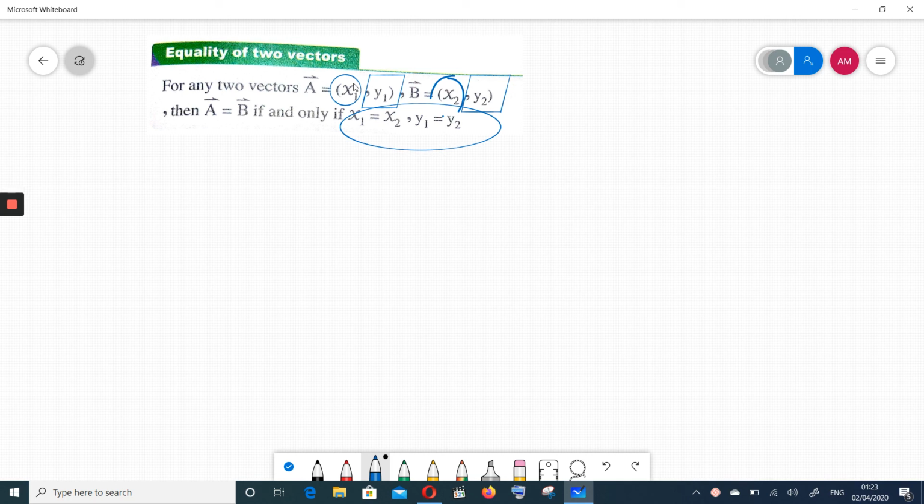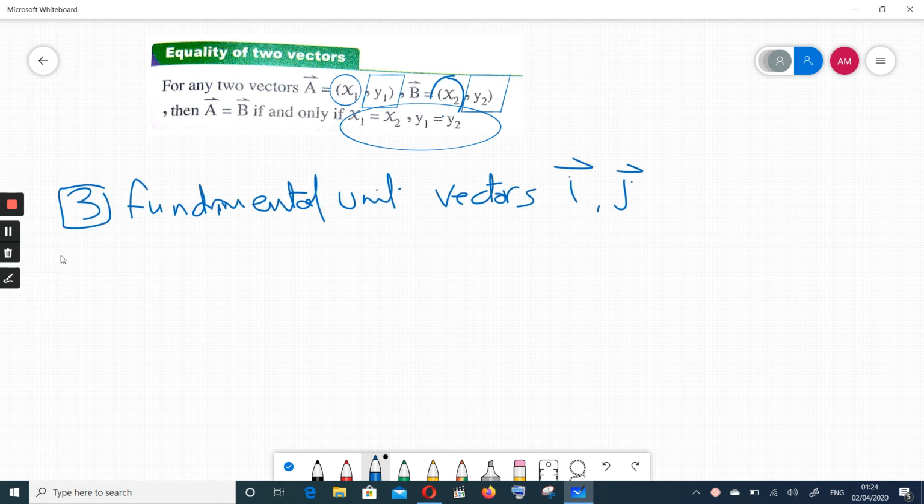Together, the methods we have to write the vector: number one, if you remember, is called the position vector. Number two is called the polar vector, or the polar form. The last one here is called what? Fundamental. As we say, the third type to write vectors is called fundamental unit vectors.